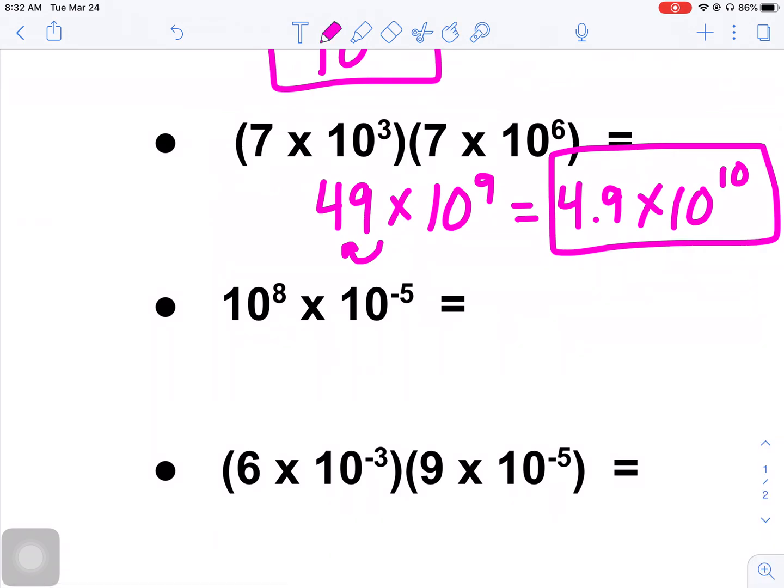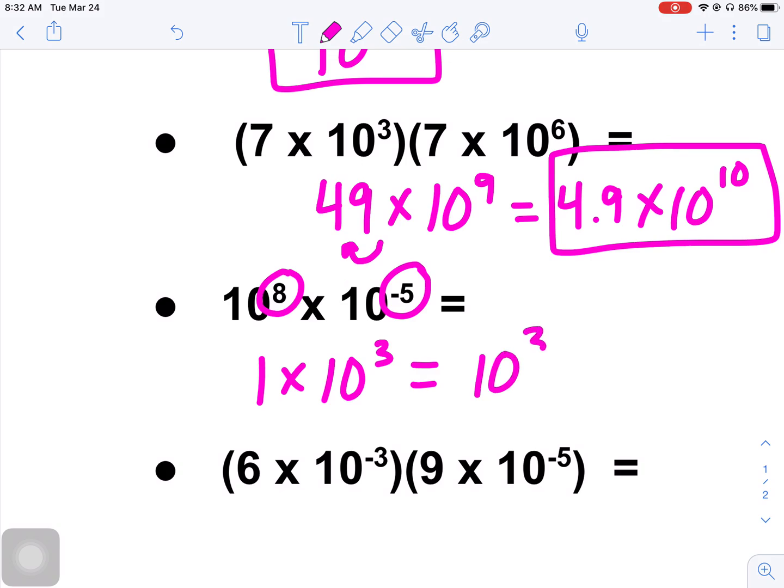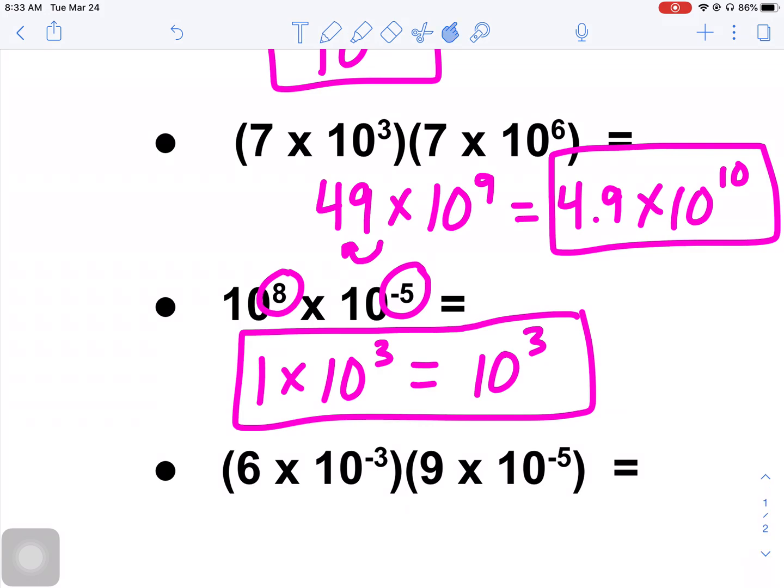All right, now we've got some negative numbers. Just remember, 1 times 1 is 1, so our coefficients are going to be 1. And now we're going to do 8 plus negative 5. So we could think of it as 1 times 10, and then 8 plus negative 5 is 3. So we can think of it as 1 times 10 to the 3, or just 10 to the 3, either of which is an appropriate answer.